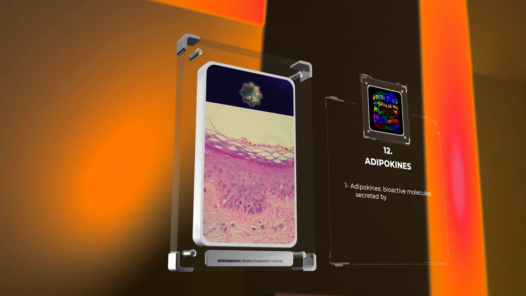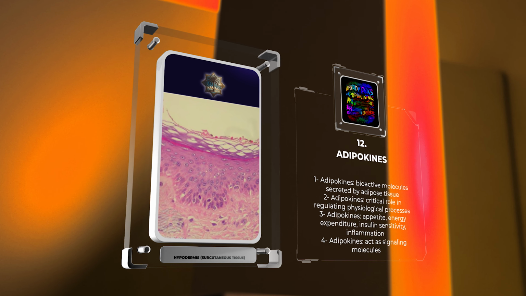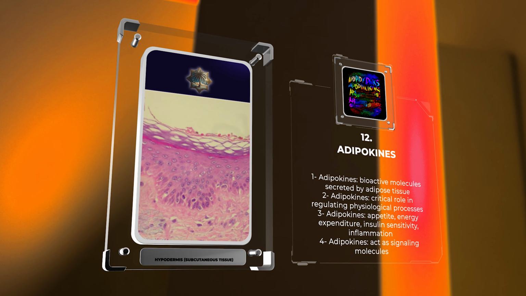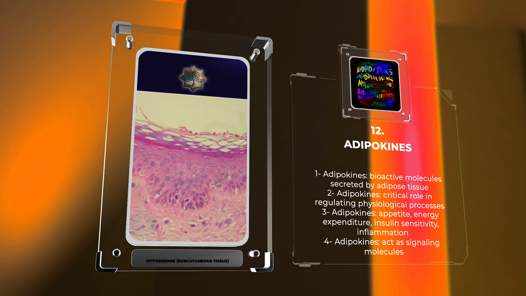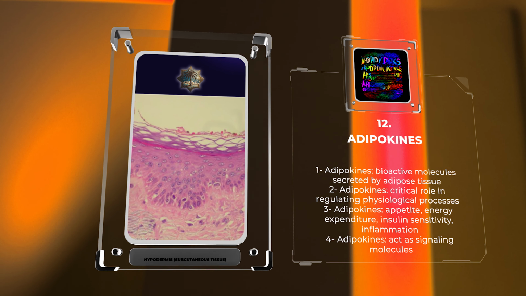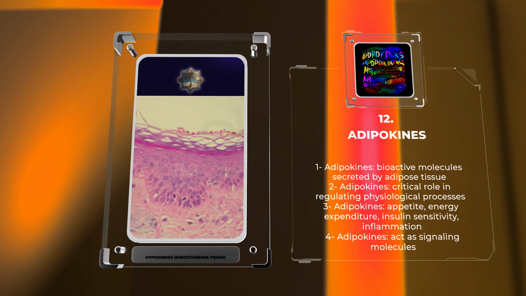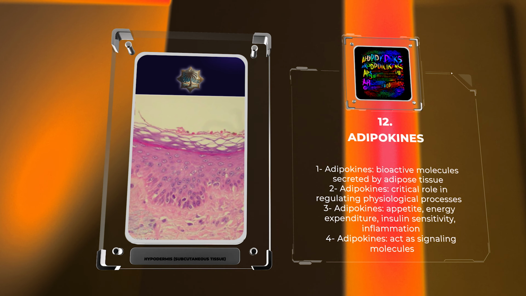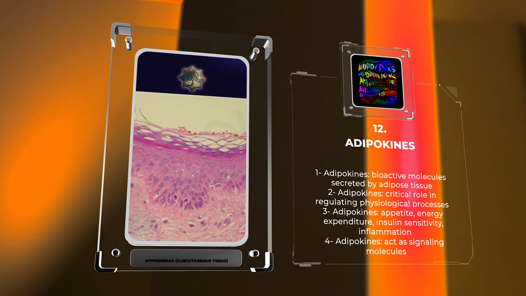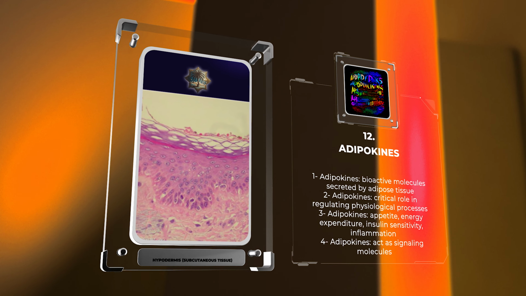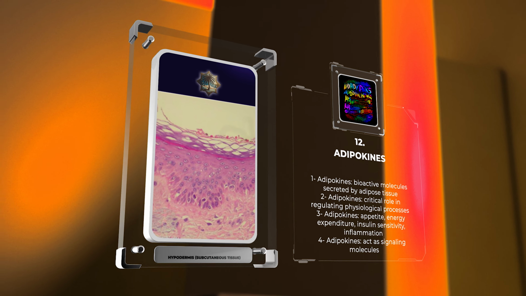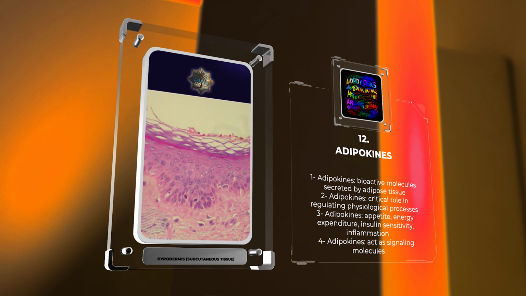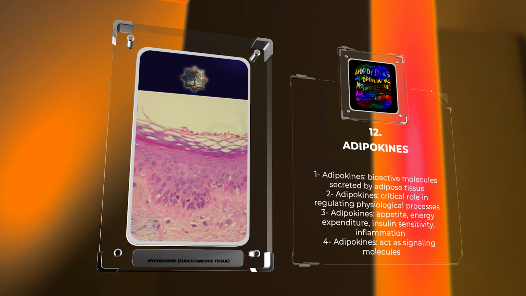Adipokines are bioactive molecules secreted by adipose tissue. They play a critical role in regulating various physiological processes, including appetite, energy expenditure, insulin sensitivity, and inflammation. Adipokines act as signaling molecules, facilitating communication between adipose tissue and other organs. Dysregulation of adipokine production is associated with the development of metabolic disorders, such as obesity, type 2 diabetes, and cardiovascular disease.